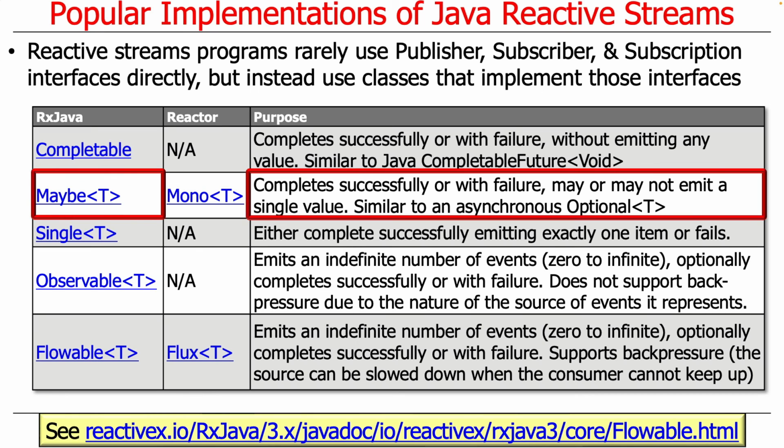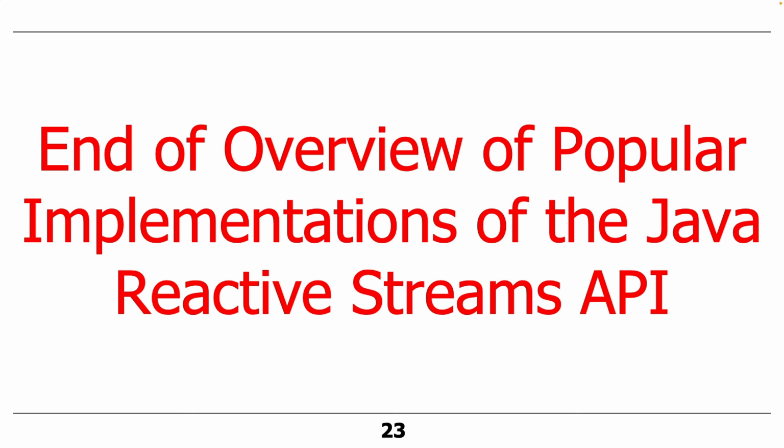Again, we're not going to spend much time on RxJava. I just want you to be aware that there's other reactive programming frameworks out there, because you may come across them, especially if you program in certain versions of Android, before they switched to Kotlin. So that's the end of the overview of popular implementations of Java reactive streams.